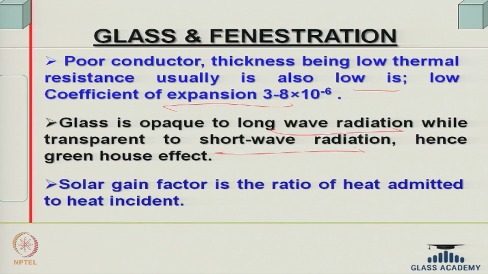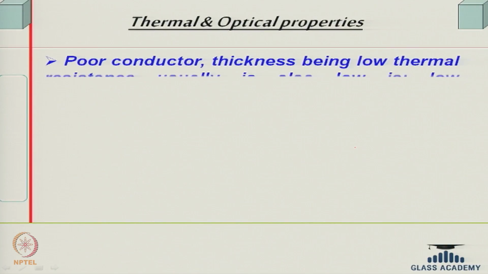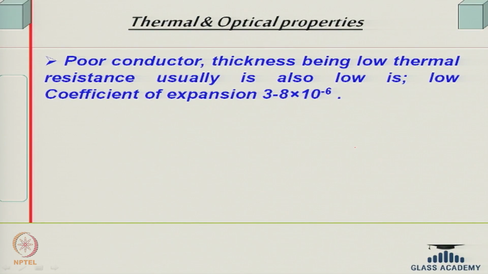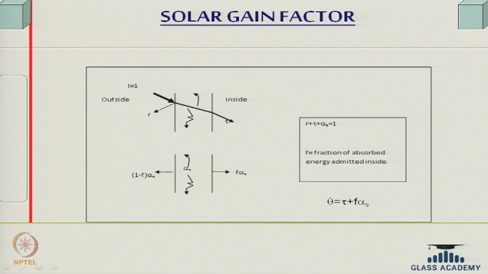Solar gain factor is the ratio of heat admitted to the heat incident, denoted by theta, as I denoted earlier. So, glass is a poor conductor, thickness being low, thermal resistance is high, opaque to long wave radiation, etc. Solar gain factor is an important property of glass for our purpose. Outside radiation comes in, part of it gets reflected from the surface, from the interface; at any interface you will have reflection, and then there will be refraction.